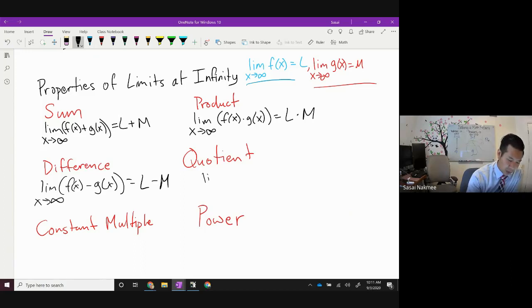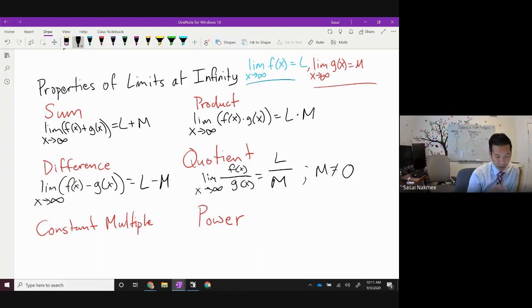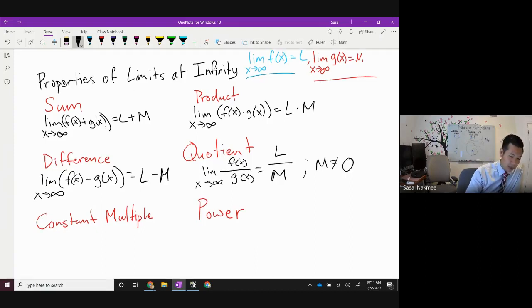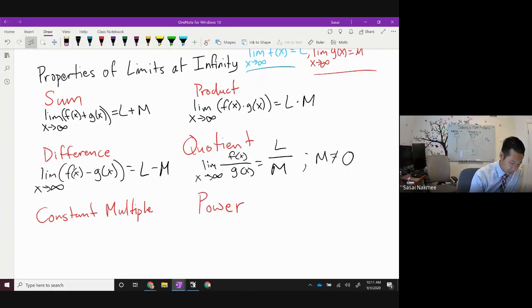For the quotient, it would be the limit as x approaches infinity of f of x divided by g of x. This would be equal to L divided by m, given that m does not equal 0, right? If m does not equal 0, then this rule would apply here. The quotient rule has a little bit more issues with that.